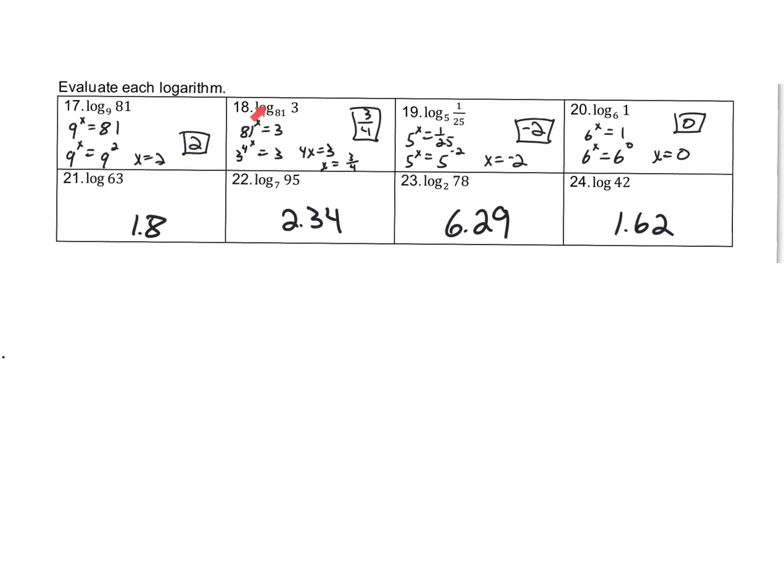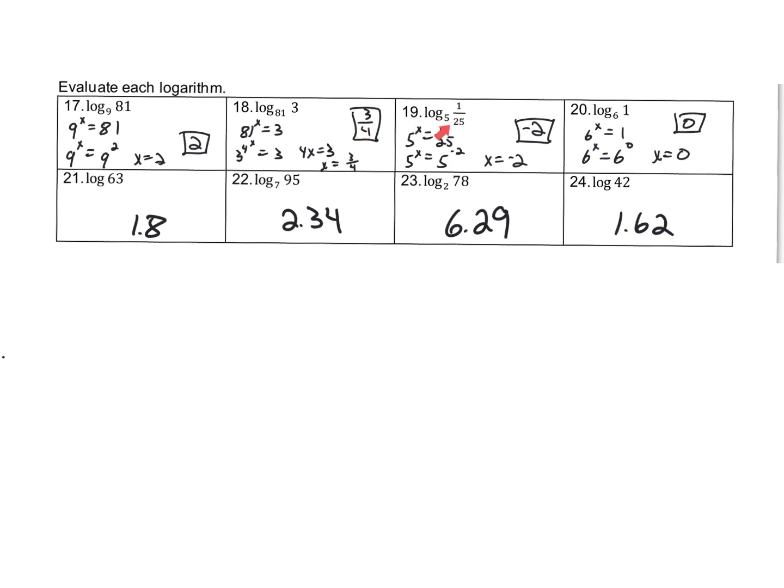Log base 81 of 3, 81 to the x power equals 3. So we're going to write this with a base of 3. I'm going to change 81 to 3 to the 4th because that equals 81. So now it says 3 to the 4th to the x power equals 3. So now we have a like base of 3, but this exponent 4 to the power of x, that's power times power, so we multiply. So 4x equals 3, and then you divide 3 by 4 and you get 3/4. So the answer to log base 81 of 3 is 3/4, okay?